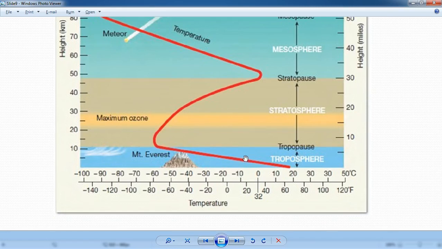While it rises, the one sack of one kilo of air changes to two sacks or three sacks, meaning its volume is actually increasing without changing the amount. It's still the same, okay? So when it actually expands, it will cool down. So that's the reason why it is colder up high.